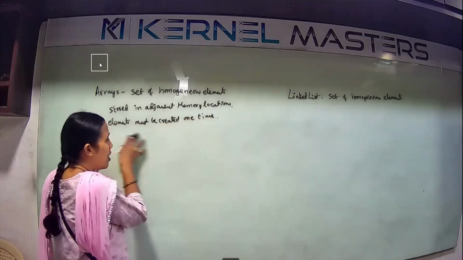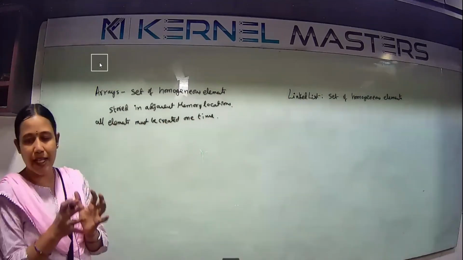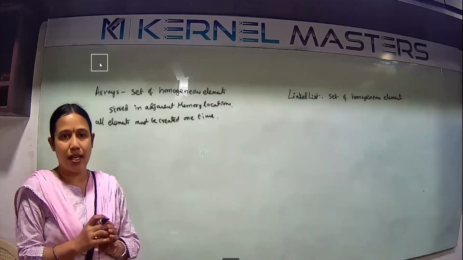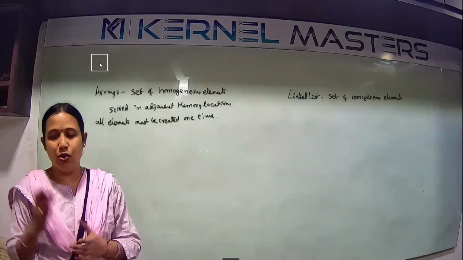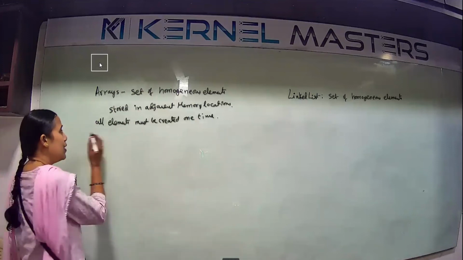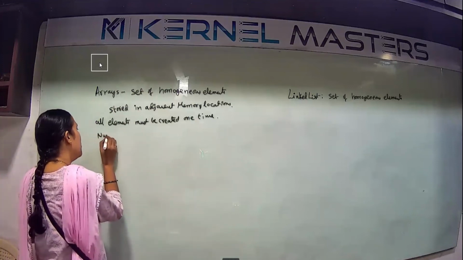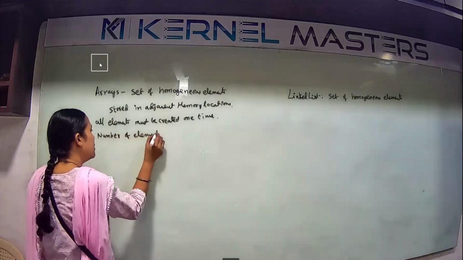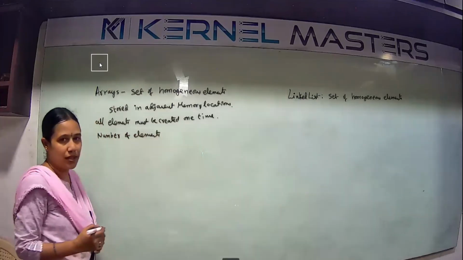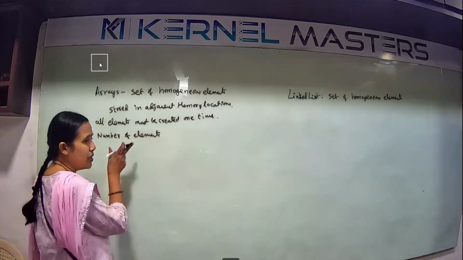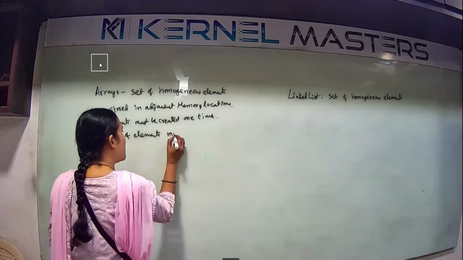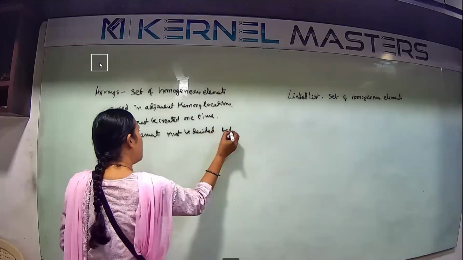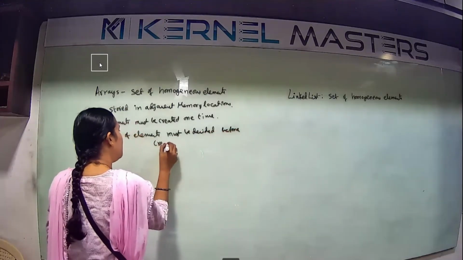At a time you need to create all elements, means you need to allocate memory for the array as a single bunch. Then you have to also tell how many elements are there in that, and that bunch will be divided into those many elements. So you need to also know the number of elements. Before creation, you have to decide how many elements you are going to have in that array. Number of elements must be decided before creation of the array.